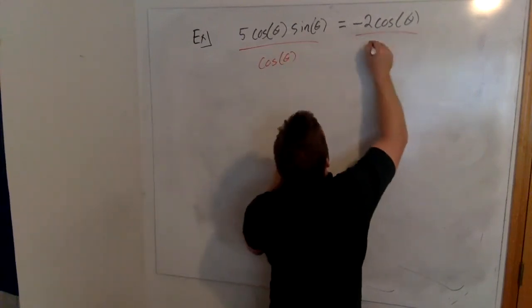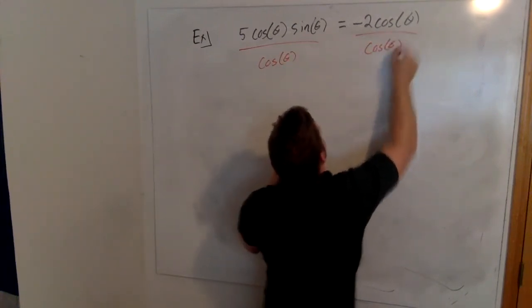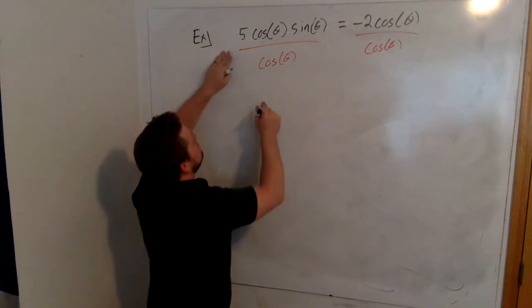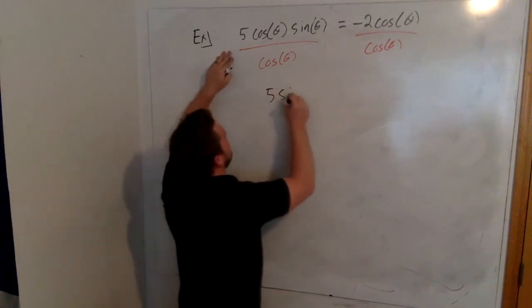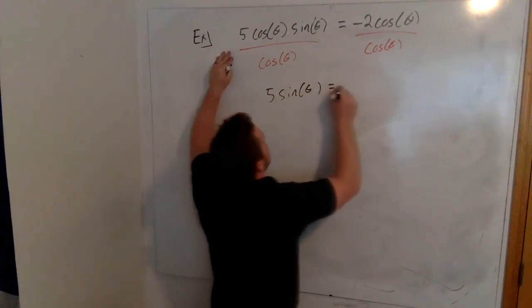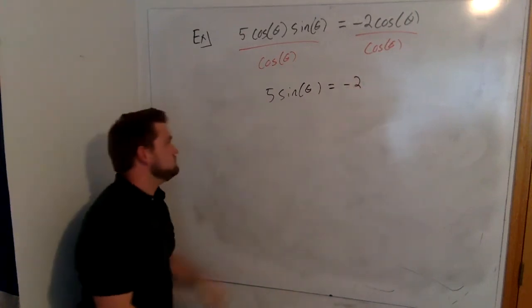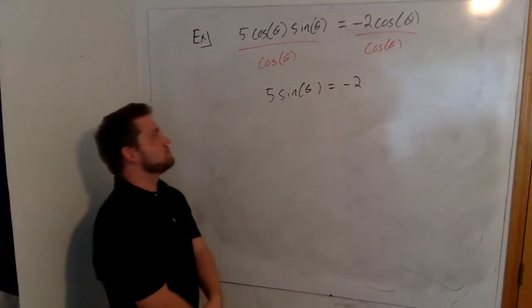What if we divide both sides by cosine of theta? And we say, okay, so now this just reduces to the equation 5 times the sine of theta is equal to negative 2. Okay, what's wrong with this? Let's think about it. What's wrong?